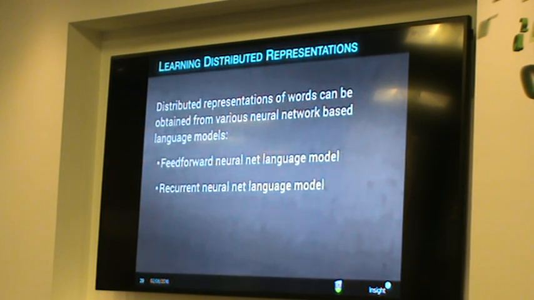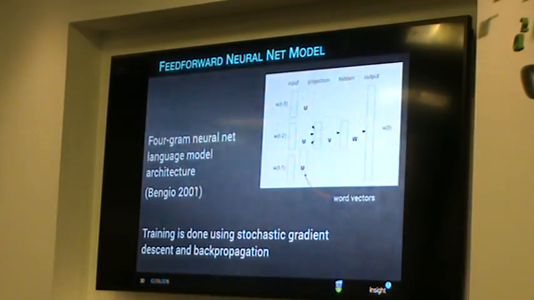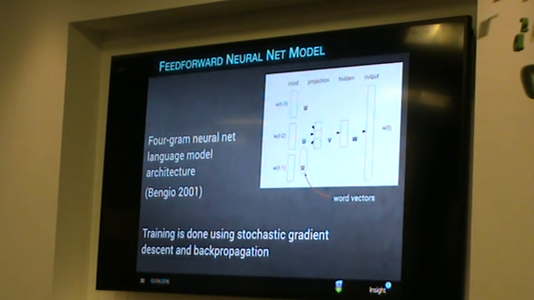So distributed representations of words can be learned from various neural network-based models. The simplest ones, the ones that were developed around 2000, 2001, are very simple feed-forward neural network models. Recurrent neural network language models have also been used. So again, this is from a paper that was written in 2001 where they laid out the basic architecture of the neural network model that could learn a language model. It's very, very simple. So we've got the input here. These are the words. These are the context. Why doesn't it point to the screen?